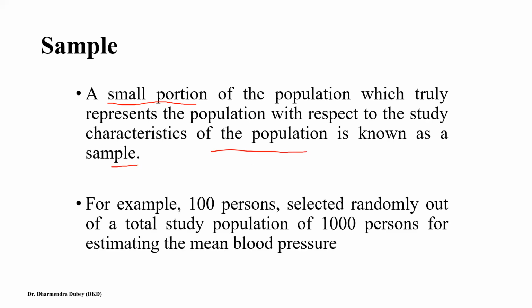For example, suppose you select 100 persons randomly out of a total study population of 1,000 persons, for estimating the mean blood pressure. So this is the sample: out of a population of 1,000, you select 100 with the help of a sampling mechanism. So this is the basic information about sample.